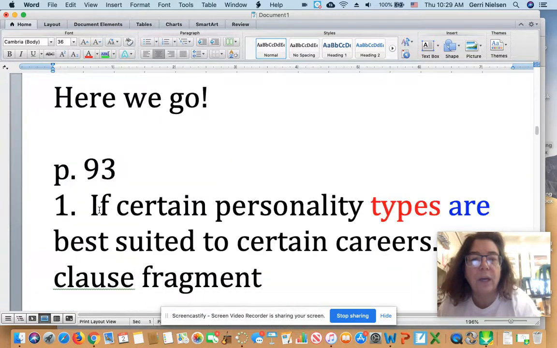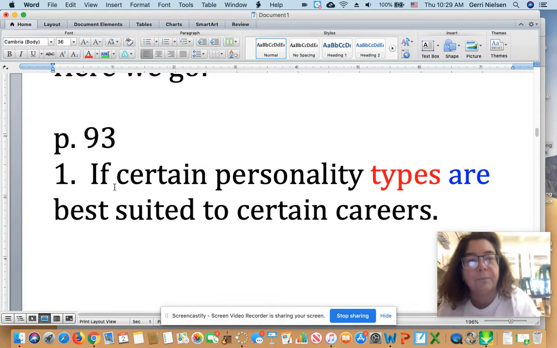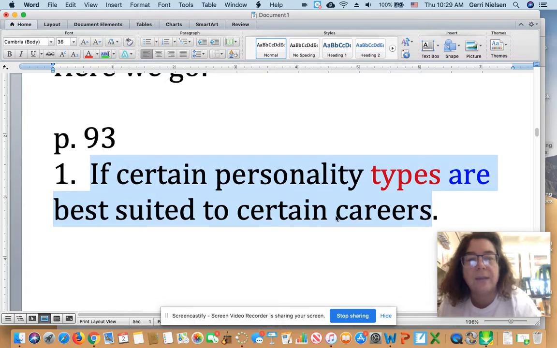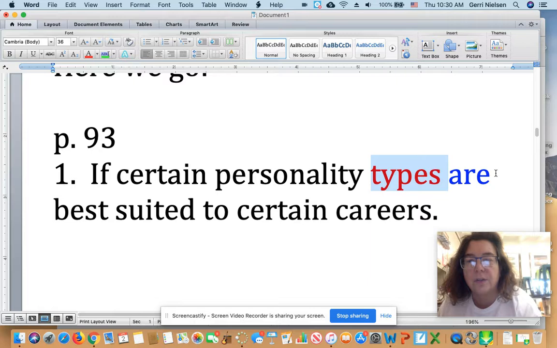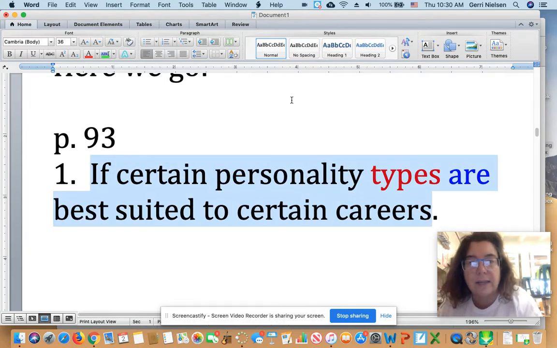So here we go. We're on page 93, and I already have my answers here because I tried this before. Number one: "If certain personality types are best suited to certain careers." So we have one clause here. Here's the subject, here's the verb, one clause. So this sentence is either going to be a complete sentence or a clause fragment. It's not going to be a phrase fragment. It can't be a run-on. There's only one clause. So when you look at this clause, you have to decide, can this stand alone? Is this an independent clause?